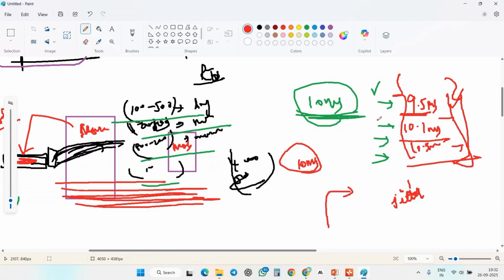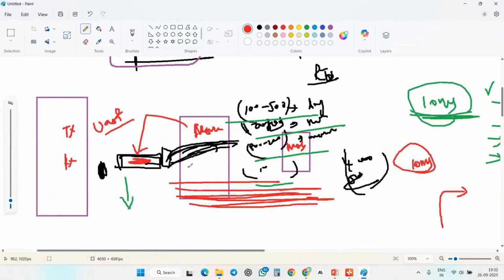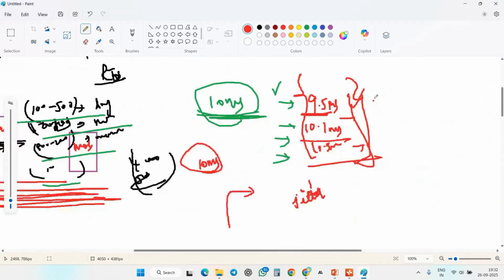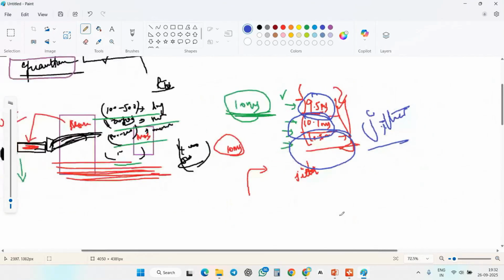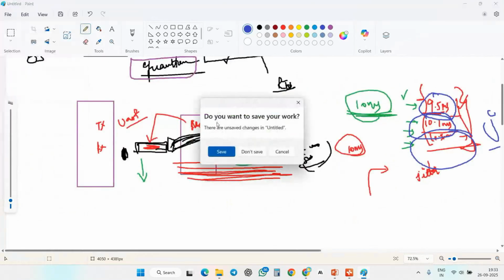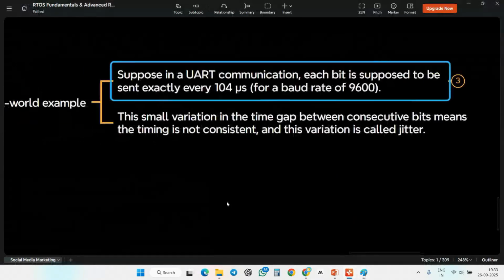So whenever you are collecting data, the variation that happens in collecting the data is called jitter. Okay, the next one we are going to discuss is latency.